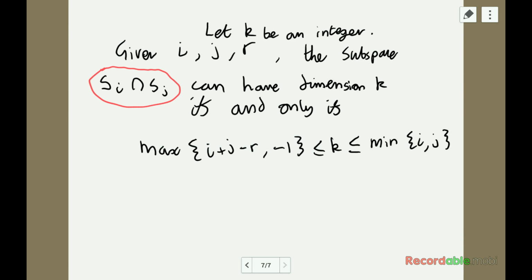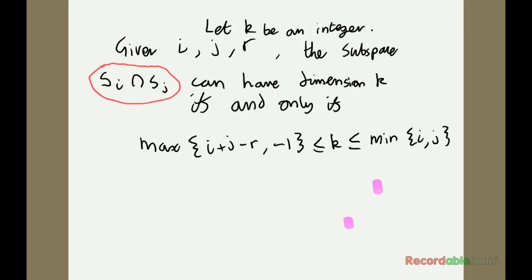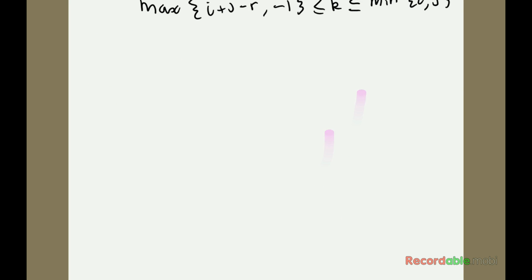So what this result essentially says is that whenever we have SI intersection Sj, it's going to have a dimension k which falls between these limits. And also, kind of conversely, whenever we have an integer k which falls between these limits, we can find a way to intersect these subspaces to generate something of this dimension k. So let's try this out, shall we? Let's test this hypothesis.